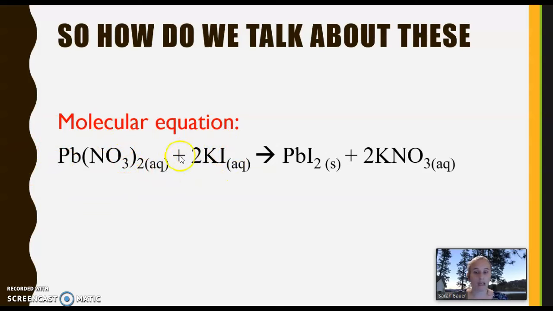We show them that they are aqueous, they're dissolved in water, and that yields lead iodide. Notice the change from aqueous to solid. Aqueous to solid. So this is our precipitate here. And then here we have potassium nitrate, which is still soluble in water. If you check your solubility chart, you'll agree. So we put AQ there.